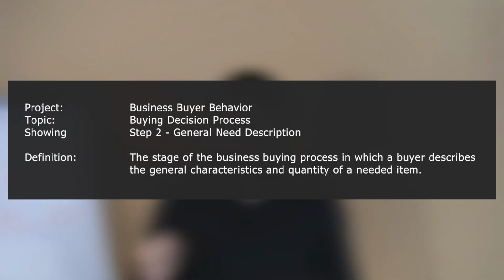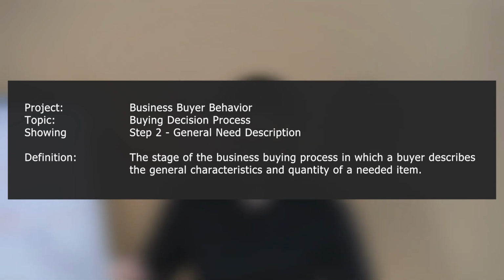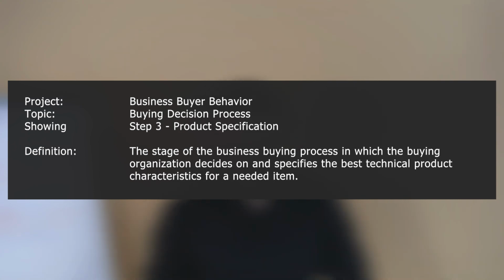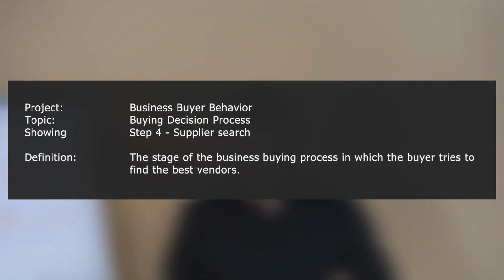General need description is the stage of the business buying process in which a buyer describes the general characteristics and quantity of a needed item. Product specification is the stage of the business buying process in which the buying organization decides on and specifies the best technical product characteristics for a needed item. Supplier search is the stage of the business buying process in which the buyer tries to find the best vendors.